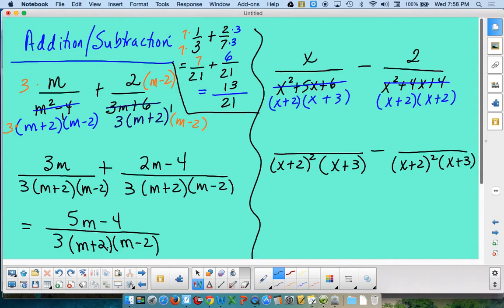Now that I've done the hard part, I've found the common denominator, I simply need to go ask myself, what is missing in the first fraction? Does it have actually 3 quantities? We need 2 x plus 2's, and no, it doesn't. It's missing an x plus 2, so I'm going to take this fraction times x plus 2. I'm going to distribute that in there, which will give me x squared plus 2x. On the second one, what am I missing? Well, it's missing an x plus 3.